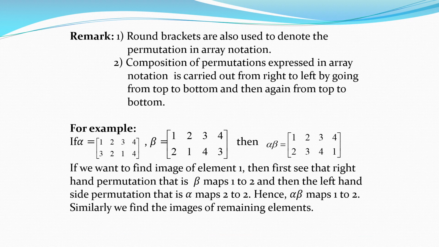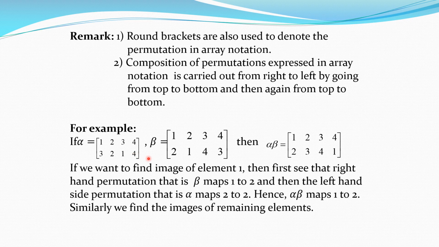Now, round brackets are also used to denote the permutation in array notation. So we can use either round brackets or square brackets to write the permutations in array form. Now, composition of permutations expressed in array notation is carried out from right to left by going from top to bottom and then again from top to bottom. Now see how to find the composition of two permutations.